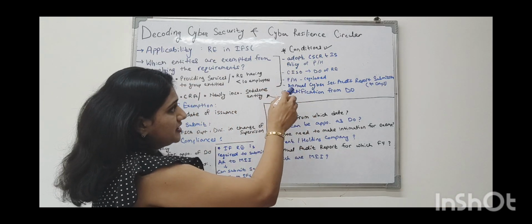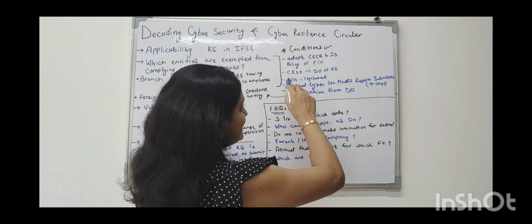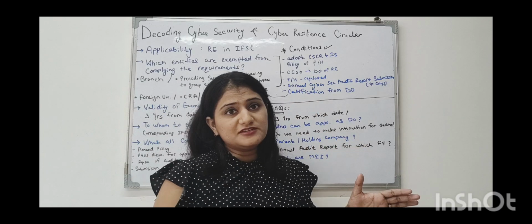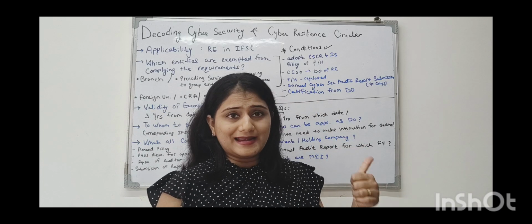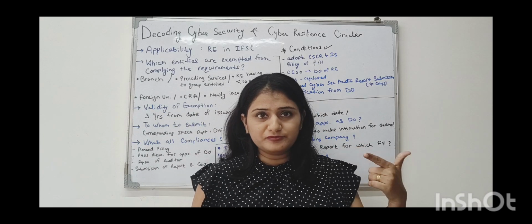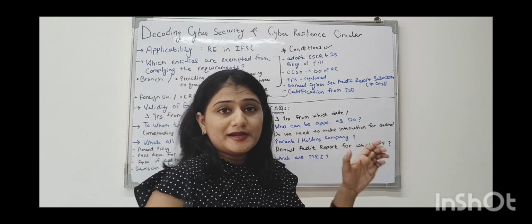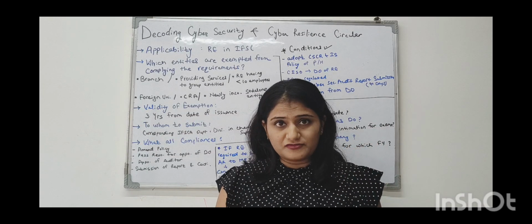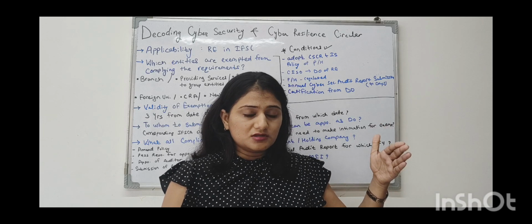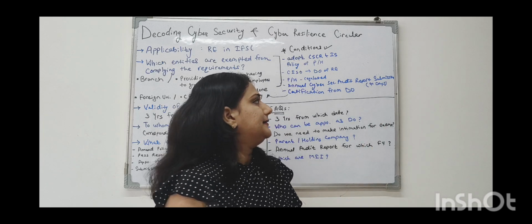Then second condition, CISO. The CISO, Chief Information Security Officer of the parent entity or the holding company of the parent entity, that is the ultimate parent entity, has to be appointed as the designated officer of the regulated entity.